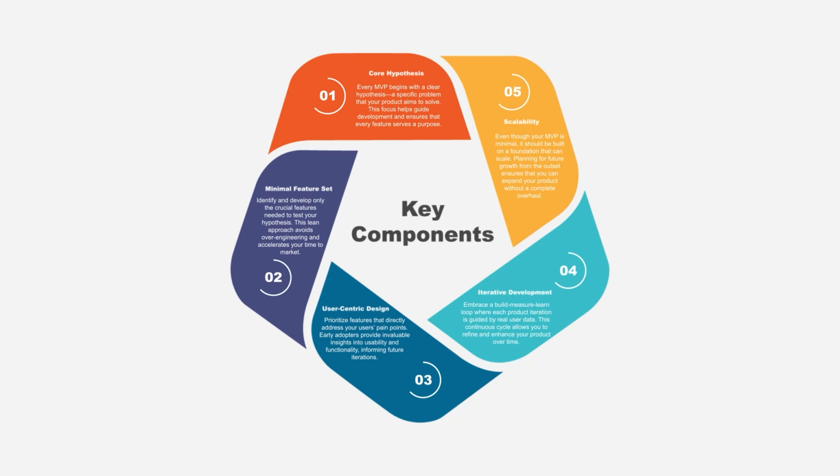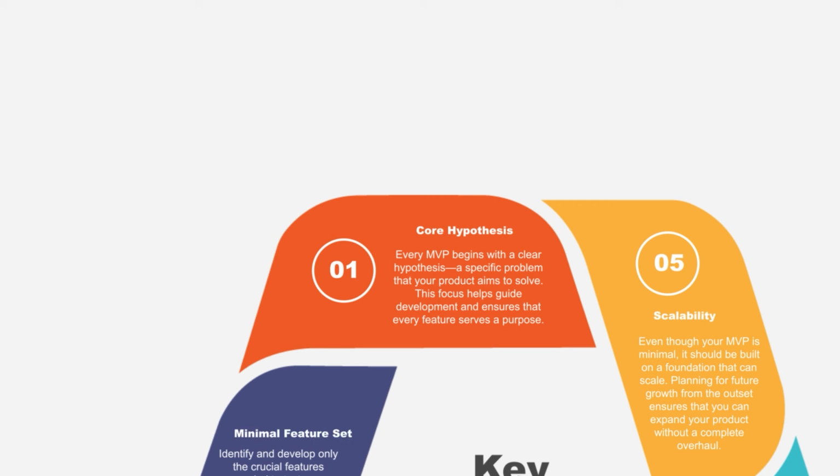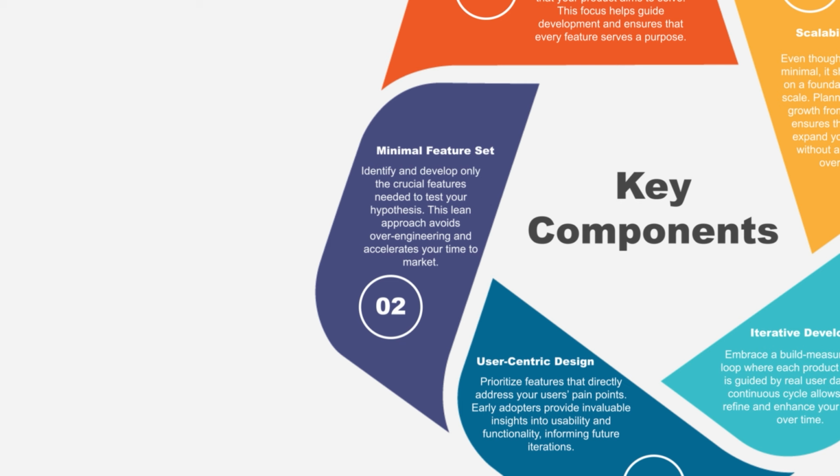Key components of the MVP framework. Our deep dive into the MVP framework highlights several essential elements. Core hypothesis. Every MVP begins with a clear hypothesis, a specific problem that your product aims to solve. This focus helps guide development and ensures that every feature serves a purpose. Minimal feature set. Identify and develop only the crucial features needed to test your hypothesis. This lean approach avoids over-engineering and accelerates your time to market.